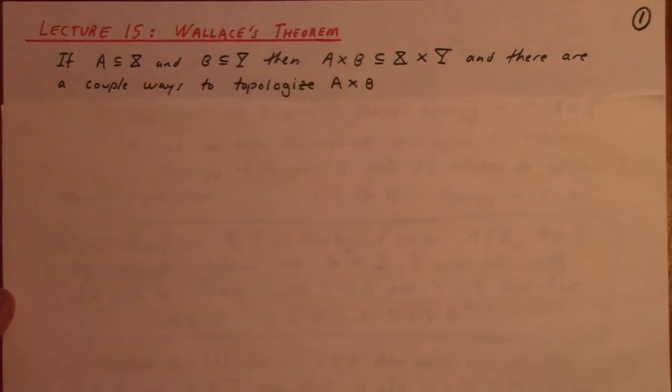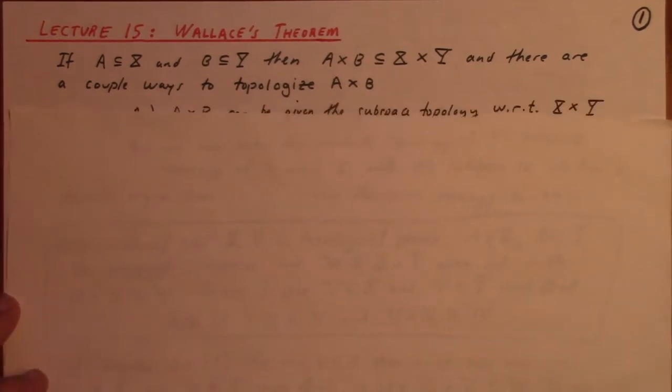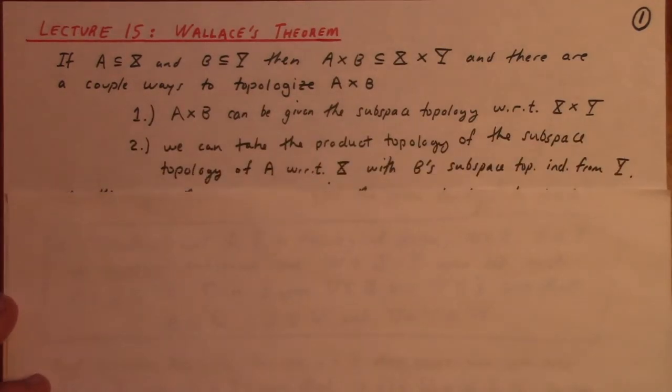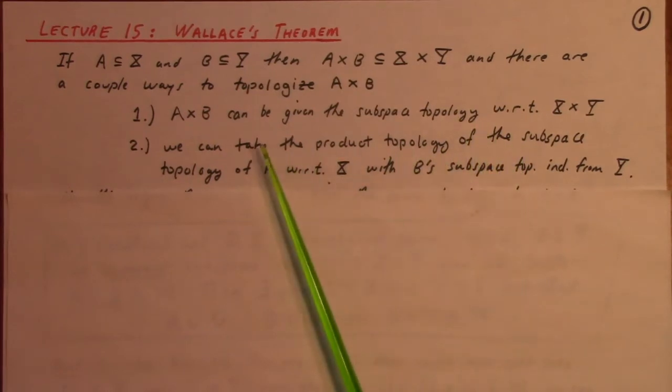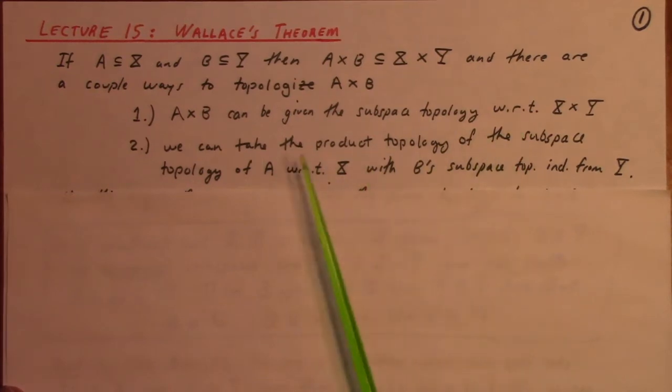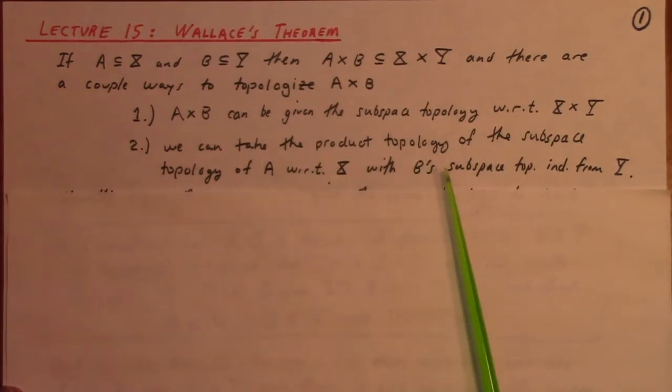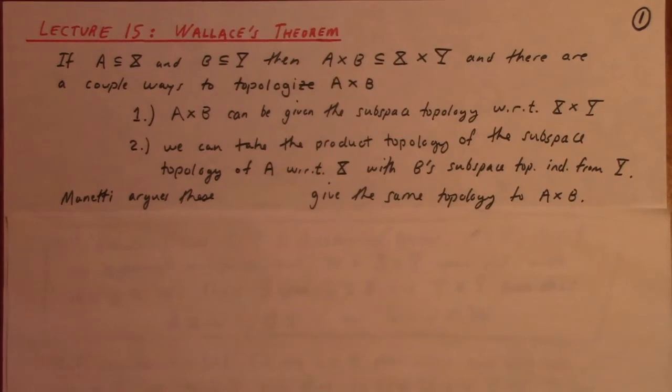If A and B are subsets of topological spaces X and Y, respectively, then the Cartesian product of A and B will be a subset of the Cartesian product of the topological spaces X and Y. And if you think about it, there are a couple different ways we could topologize the Cartesian product of A and B as a subspace of X cross Y. Well, one thing, we could just look at the subspace topology of the product, but on the flip side, we could take the product topology of the subspace topologies of A with respect to X and B with respect to Y, and Manetti argues that those essentially lead to the same topology for the subspace A cross B.